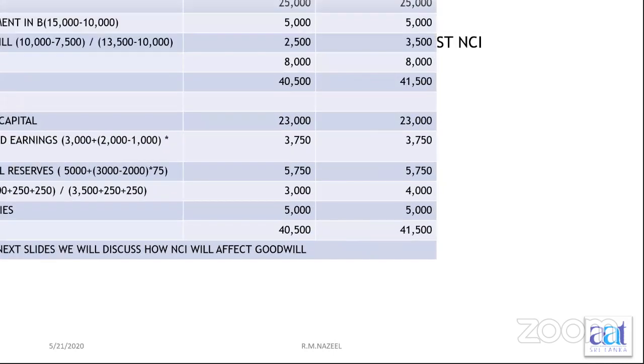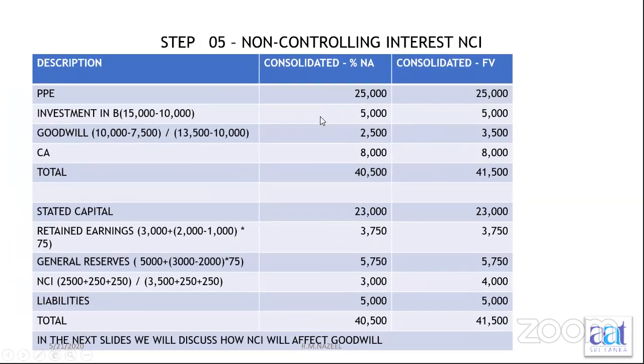Now you can see the balance sheet, right? Same PPE, same investments. The topic is consolidated under the net assets, consolidated under the fair value. PPE is the same, investment is the same, goodwill is increased by 1,000. That is the variation. Current asset is the same, total asset increased by 1,000. The rest of the items are the same except the NCI had an increment of 1,000.